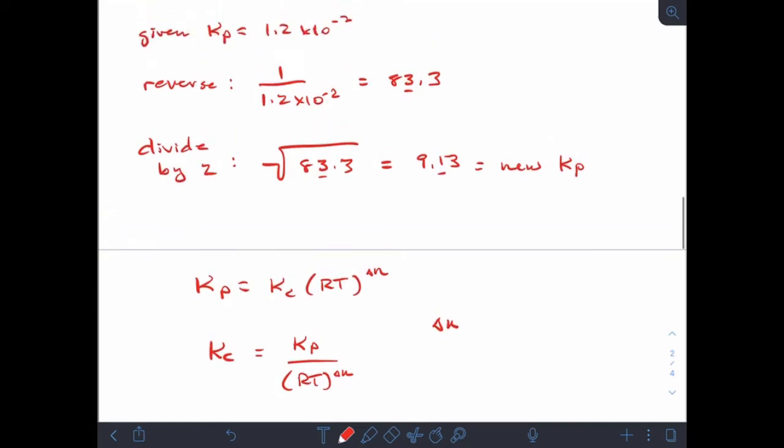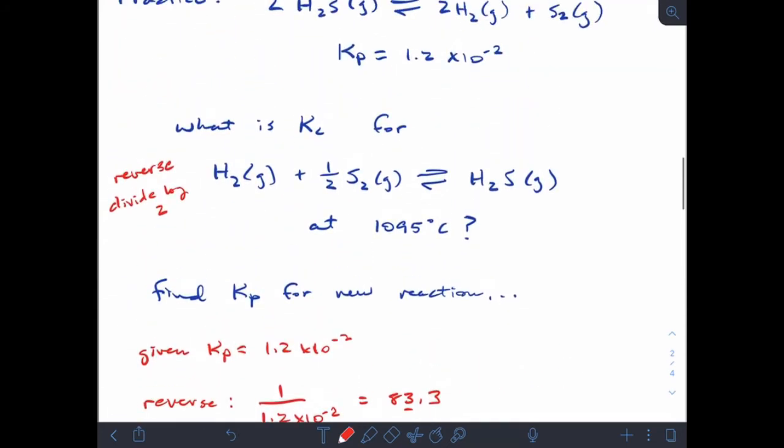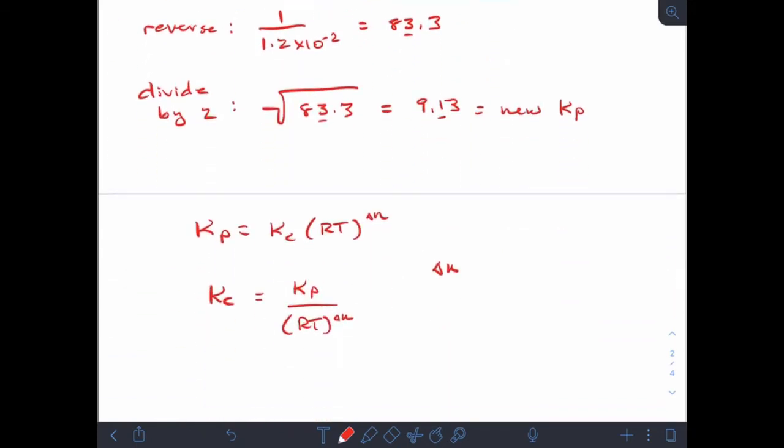So we take a look back up here at our equation. So we have 1 mole of H2, we have 1/2 mole of S2, and we have 1 mole of H2S. So delta N is final minus initial, so products minus reactants. So 1 mole minus 1.5 moles gives us a negative 0.5. Right? Then our T needs to be in kelvins. We have 1368 kelvins.